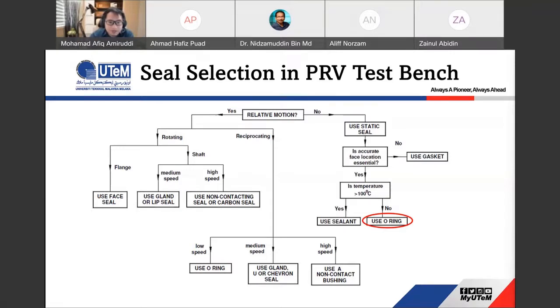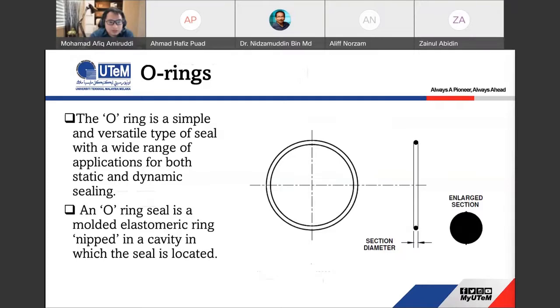So basically, this left side is for seals or gaskets that are related to relative motion, such as a piston and so on. Maybe I would like to explain to you about O-rings. The O-ring is a simple, versatile type of seal with a wide range of applications for both static and dynamic sealing. If the audience doesn't know what an O-ring is, you can see that this is an example of an O-ring.